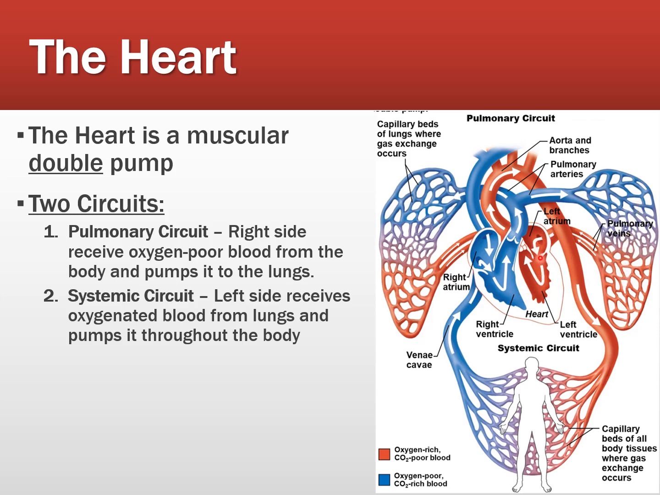So then we have our systemic circuit. The systemic circuit is going to be receiving this great oxygenated blood from the lungs and pump it out into the system. So all the tissues of the body are going to receive this oxygen-rich, nutrient-rich blood. Okay, and then that's where it's going to switch. Out in the system, it's going to switch to the pulmonary circuit. Okay.